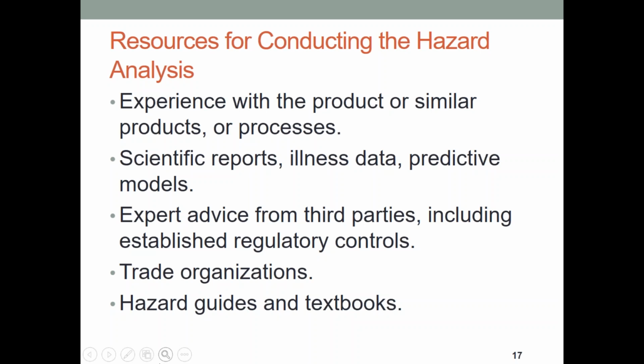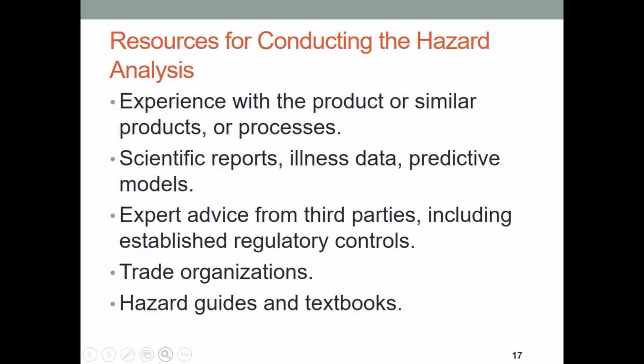So take a look at, do you have enough experience with the product or similar products or processes? Are there people from your plant? Do you need third-party assistance? Where are you going to get these resources? What about scientific reports, illness data, and predictive models? Those are all available on the web, and you can go searching for that. If you've got somebody who knows what to look for, you can come up with a whole lot of information here about the kind of things you might need to look at for conducting the hazard analysis.